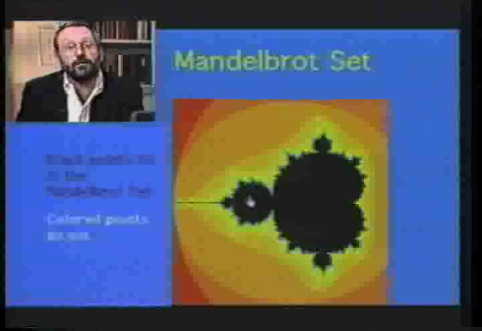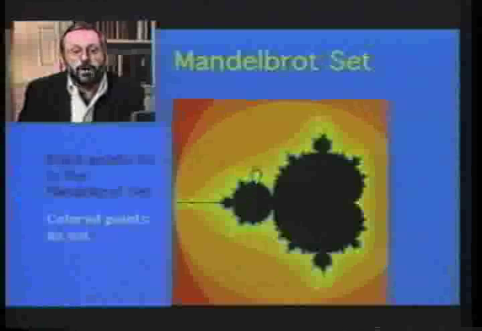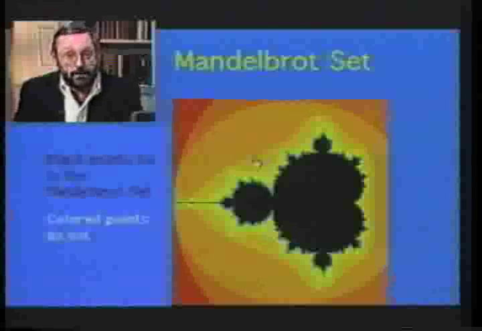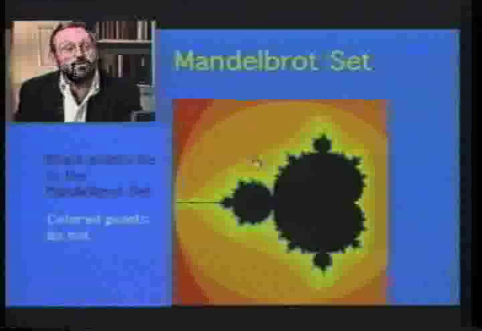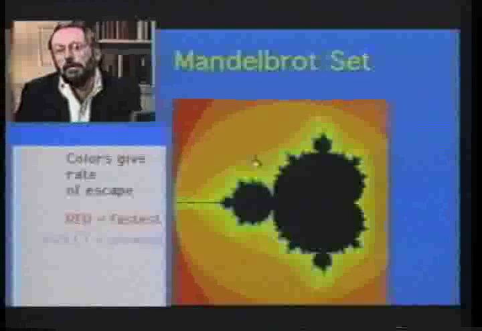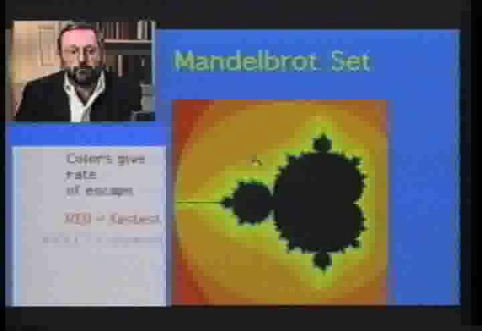So that means that the corresponding orbit of 0 does not escape. On the other hand, the points that I've colored with various shades are those that do not lie in the Mandelbrot set. So those are the c values for which the orbit of 0 escapes. Now, what the colors mean here is essentially how quickly the orbit of 0 escapes to infinity.